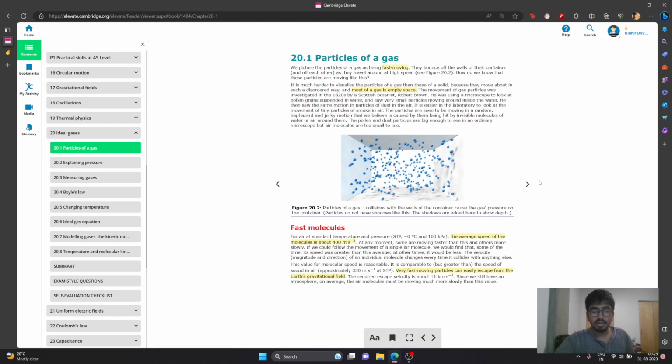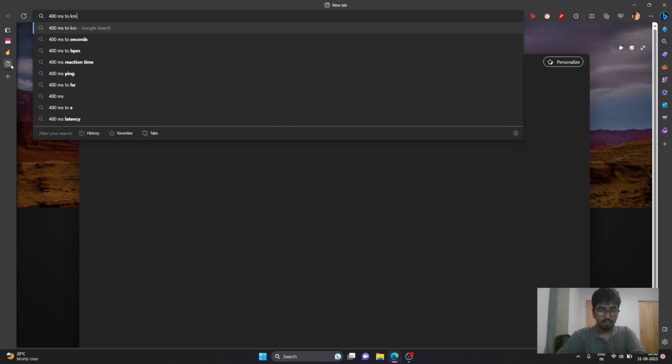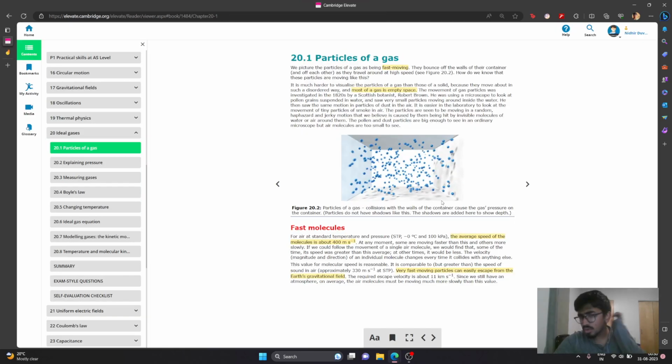So let's get started. The first thing that we need to know about gases is they move. They are small particles that move very, very quickly, and that is very important to understanding a gas. Your book mentions they move at about 400 meters per second, which is incredible, because if you convert 400 meters per second into kilometers per hour, let's try to do it. Yeah, that's a lot, right? They go very, very fast, so it makes it even harder to track them.